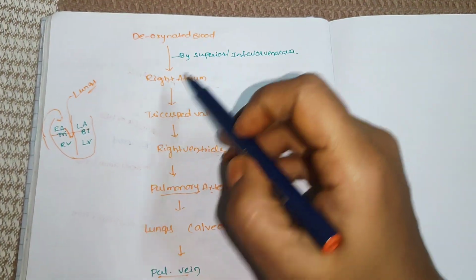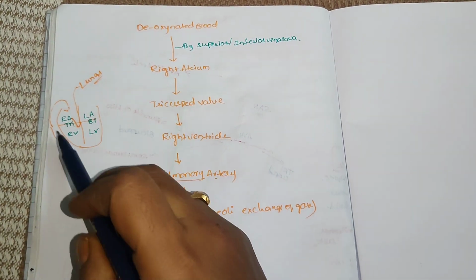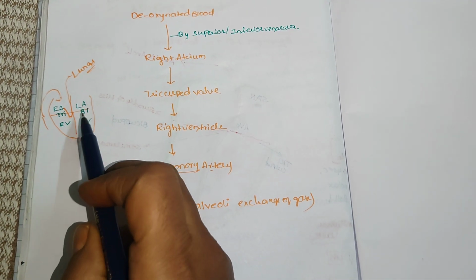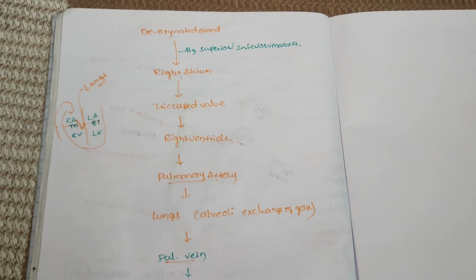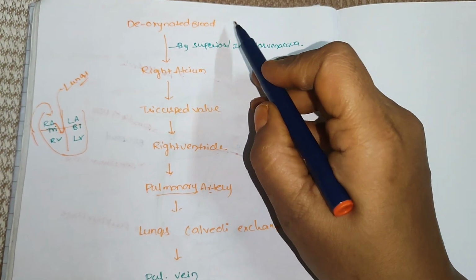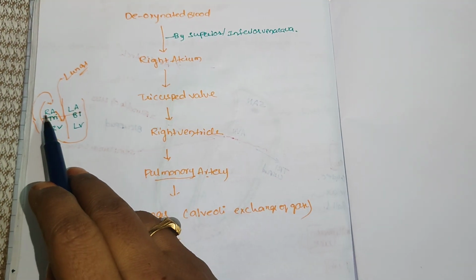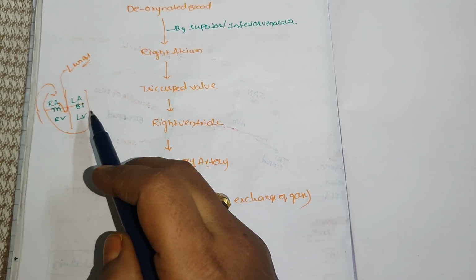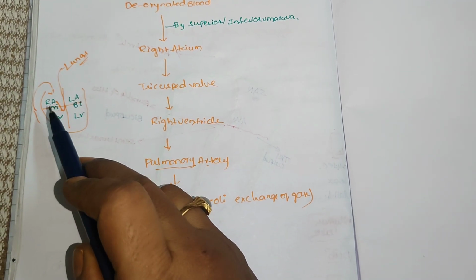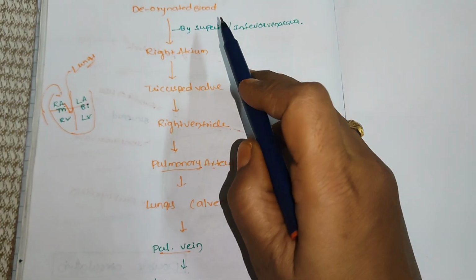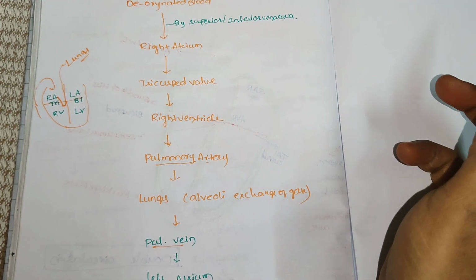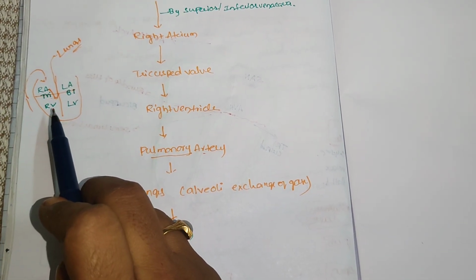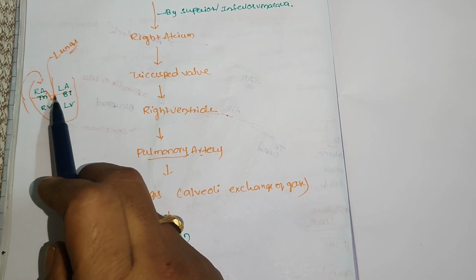First, in the structure we know the human heart is a four-chambered heart: upper two atria, lower two ventricles, right atrium, right ventricle, left atrium, left ventricle. Here the deoxygenated or impure blood enters the right atrium. Right side is impure, left side is pure blood, meaning oxygenated. The deoxygenated blood enters the right atrium through the superior or inferior vena cava. From the right atrium to the right ventricle, we have a valve, that is tricuspid.